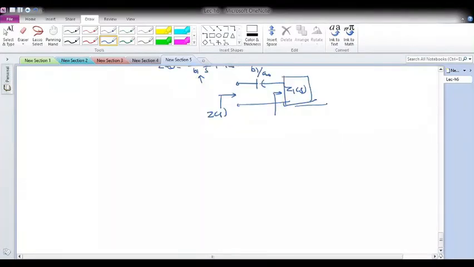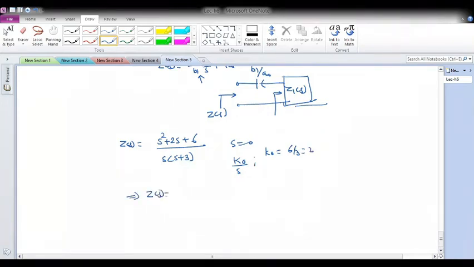For example, if z of s I take as s square plus 2s plus 6 divided by s into s plus 3, which is s into s plus 3. Observe that the pole is at s equal to 0, so I have to calculate the residue k0 upon s. So k0 will be 6 by 3, because of the lower power from numerator and lower power from denominator, which is 6 by 3, which is 2. So you can write z of s as 2 by s plus z1 of s.